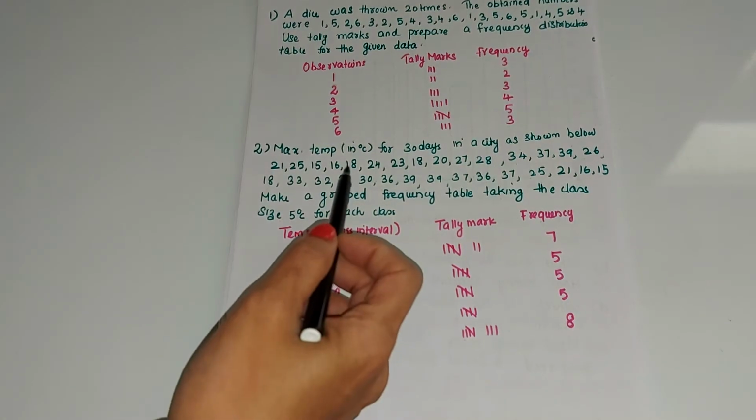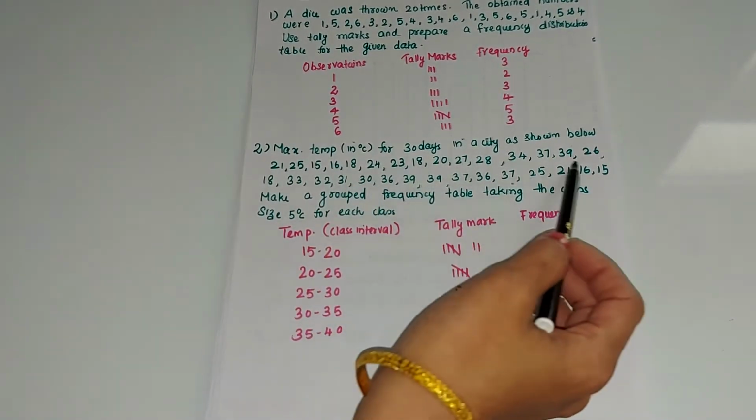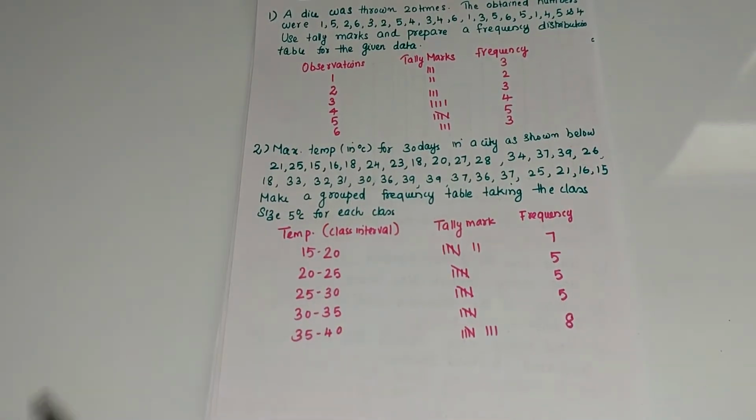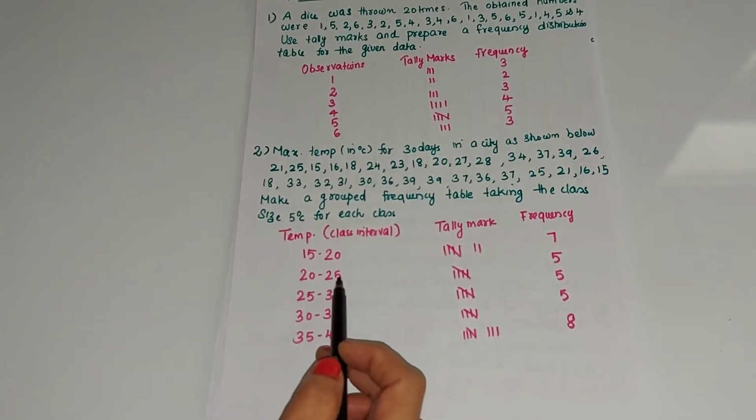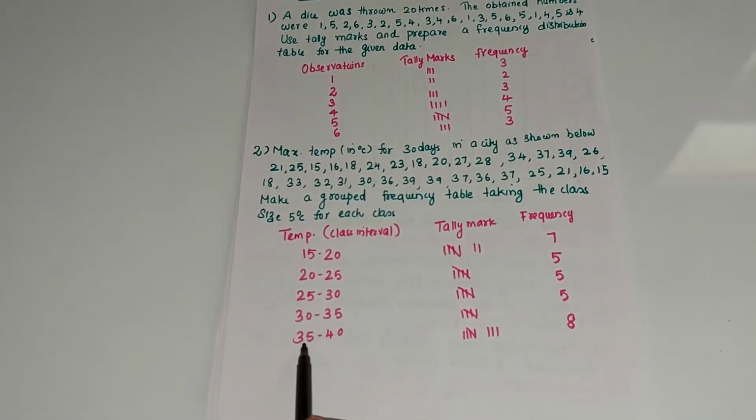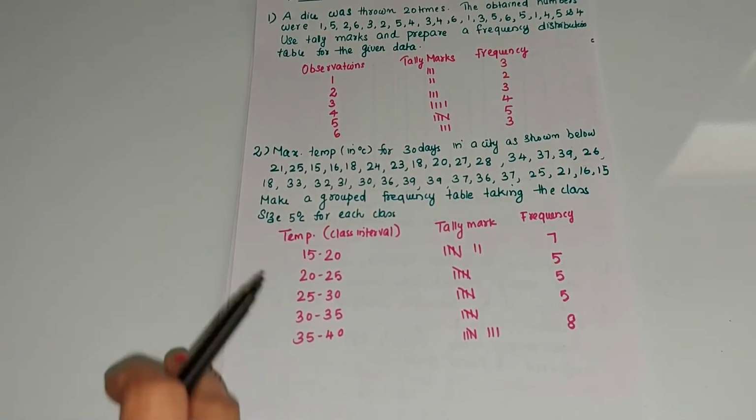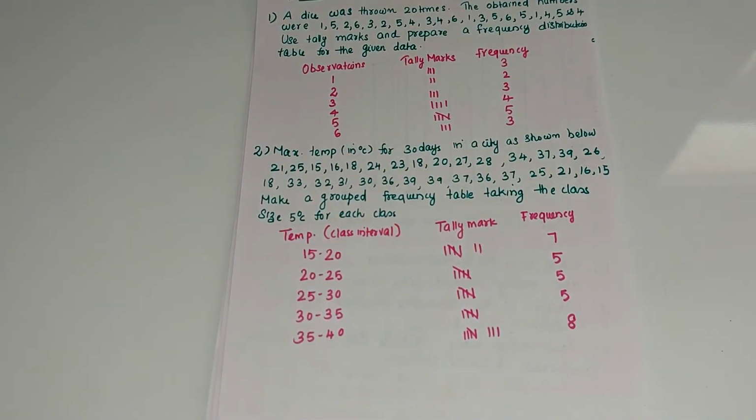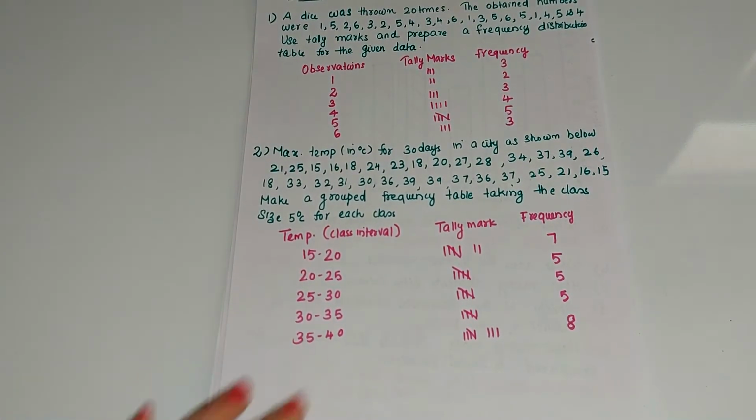For this, first you check which one is the minimum number and which one is the maximum number. Here you check which one is the minimum, it is 15, and which one is maximum, it is 39. So you can take the class intervals as 15 to 20, 20 to 25, 25 to 30, 30 to 35 and 35 to 40, because 39 is the highest temperature and 15 is the lowest value in the given data. So the lower limit is equal to 15 and upper limit of the highest class is equal to 40.